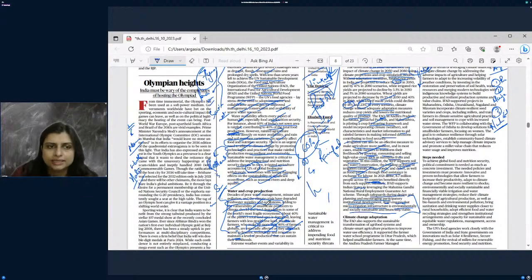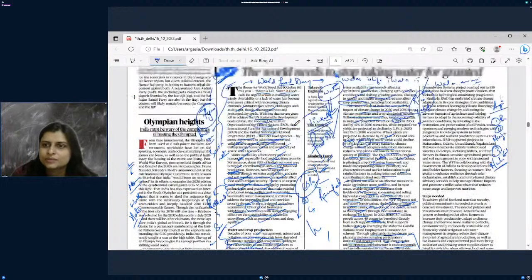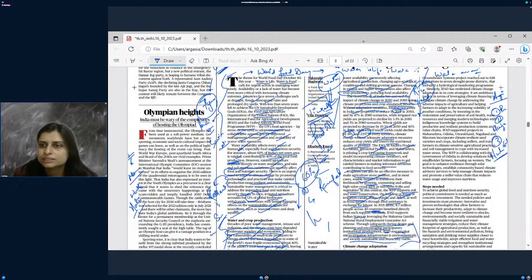Now, climate change adaptation. The FAO also supports the sustainable transformation of agri-food systems and climate-smart agriculture practices to improve water use efficiency. It supported the Farmer Water School program in Uttar Pradesh, which helped smallholder farmers. At the same time, the Andhra Pradesh Farmer Managed Groundwater System project reached out to 638 habitations in 7 drought-prone districts. Now, what else is happening?